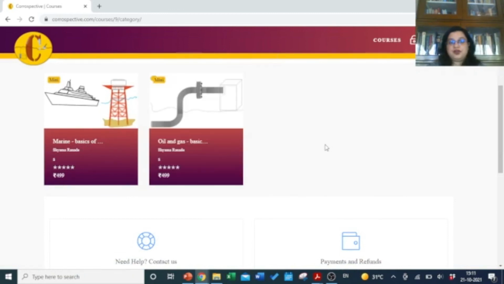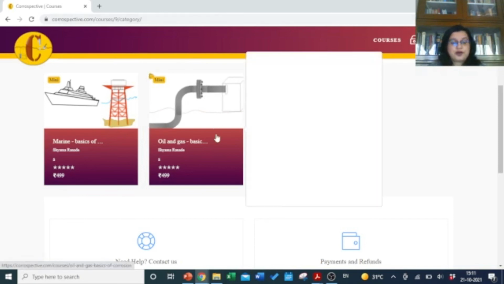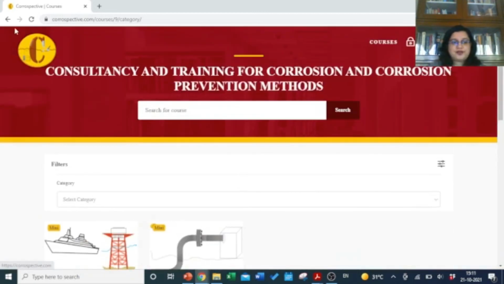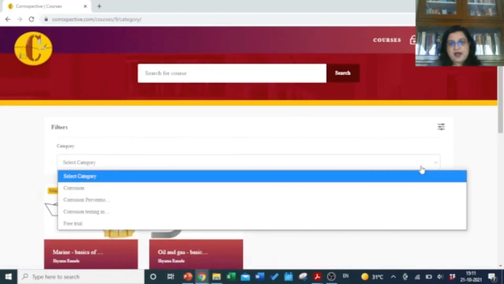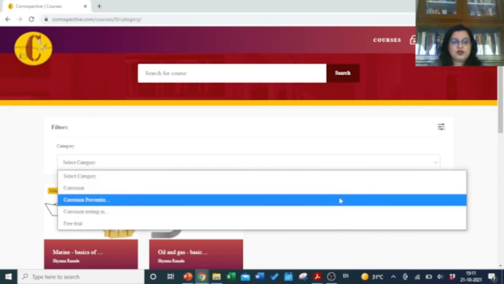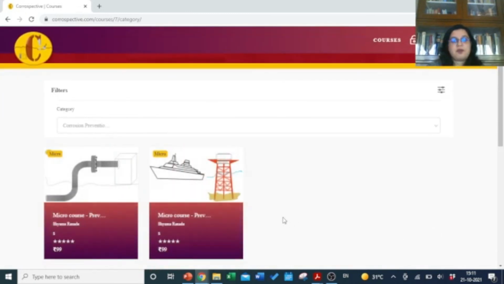So if you don't really want to go into a lot of detail, but you still want to do a kind of refresher course, these would be the best. Now if you don't have 3 hours to spend, say you have 20 minutes, or half an hour, or 1 hour, you can go to individual categories. So these are micro courses.